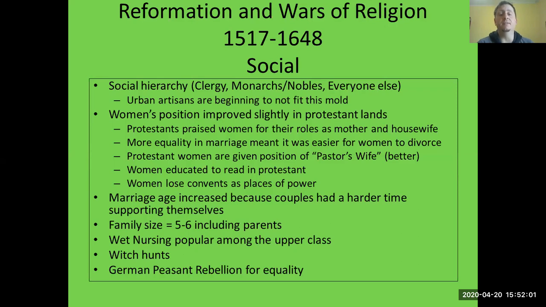Family size is typically 5 to 6. That's because you've got a mom, a dad, that's 2, and then they would have 2 to 4 kids. Roughly 50% of those would survive to adulthood. You've also got large numbers of households with a single man with kids because childbirth is incredibly dangerous, as we've discussed many times. Wet nursing, this is the time period when wet nursing is super popular among the upper class. This is where you hire someone else to breastfeed your child.